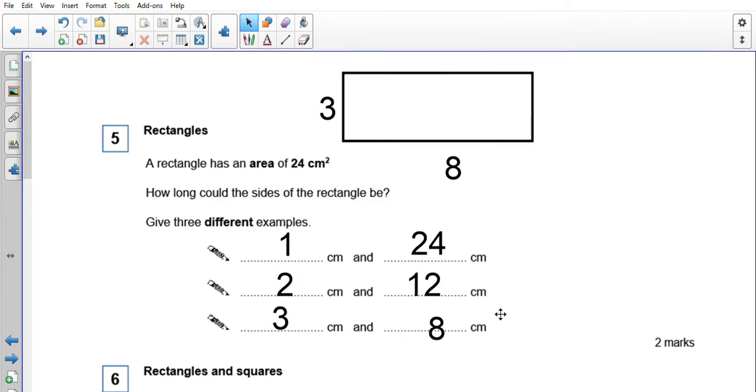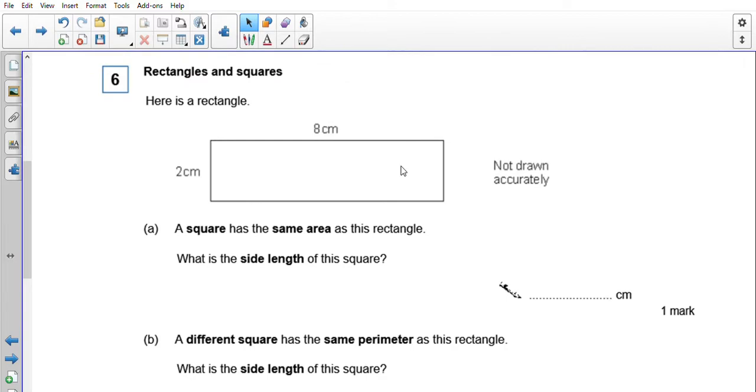Now, there are many more ways you can do this. It doesn't say you have to have a whole number, so you can do it in much more complex ways. My advice for these is always do the most straightforward, the most simple first. Okay. Question number 6. Rectangles and squares.